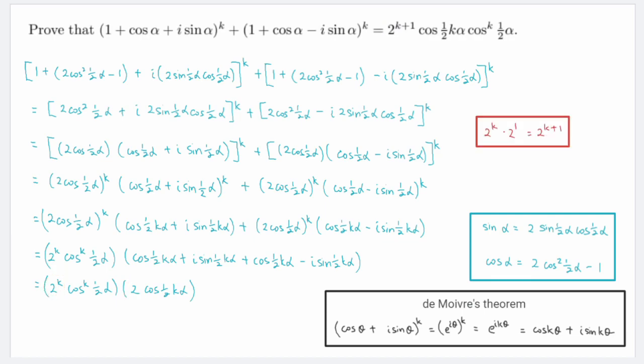But that part is simple because 2 to the power of k multiplied by 2 is the same thing as 2 to the power of k multiplied by 2 to the power of 1. And by using the law of indices, we can combine them together and get 2 to the power of k plus 1. Which means that we can finally rewrite this into this form, which is exactly the same as the given equation on the right hand side. And that is it.